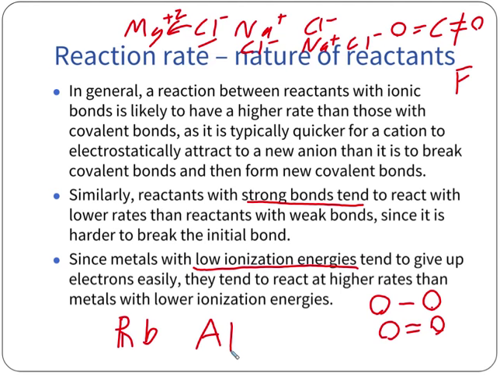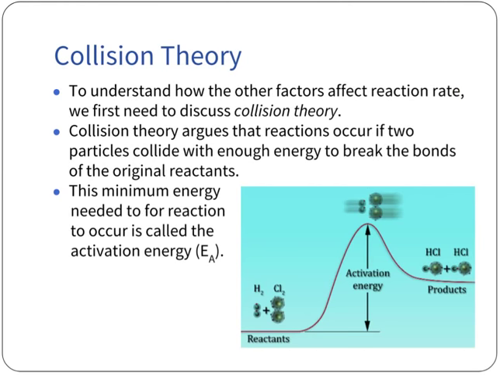Now, what about our other factors here? Well, to understand those other three, which are temperature, concentration, and catalyst, we're going to need to talk a little bit about collision theory. And we've already mentioned a little bit that we have to have particles collide in order for reactions to happen. But collision theory goes beyond that.